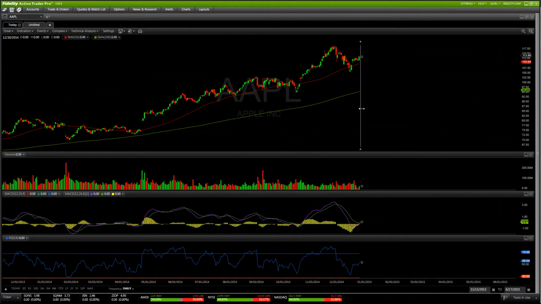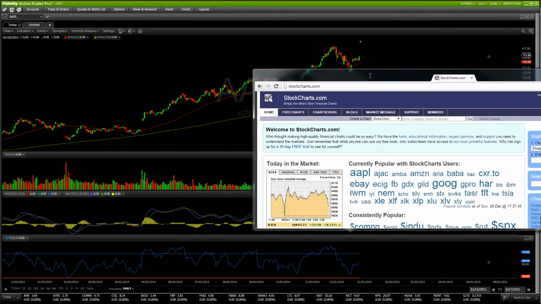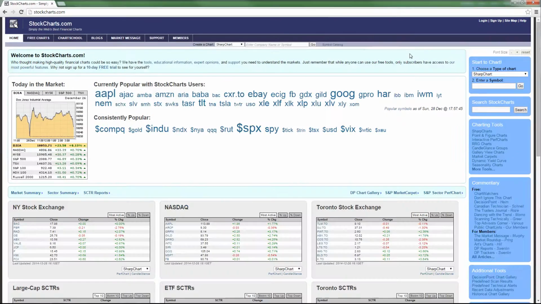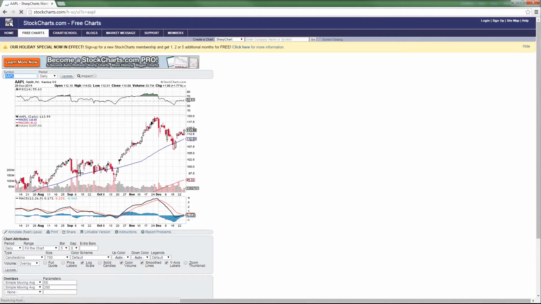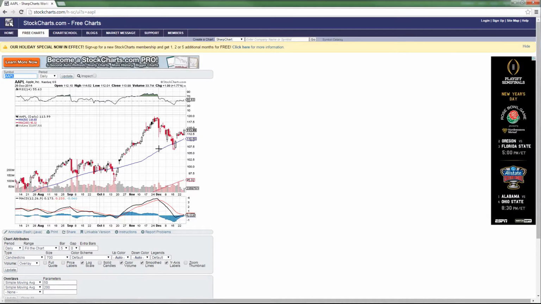Now, if you don't have a brokerage account or you're new to trading and you're just trying to get a feel for technical analysis to see if that's even something you're interested in, there are free websites that you can use to look at charts. One of those websites is stockcharts.com. You come right up here to the top at free charts, type in a security, hit go, and it will create a chart for you, and you can read and analyze that chart for that specific security.